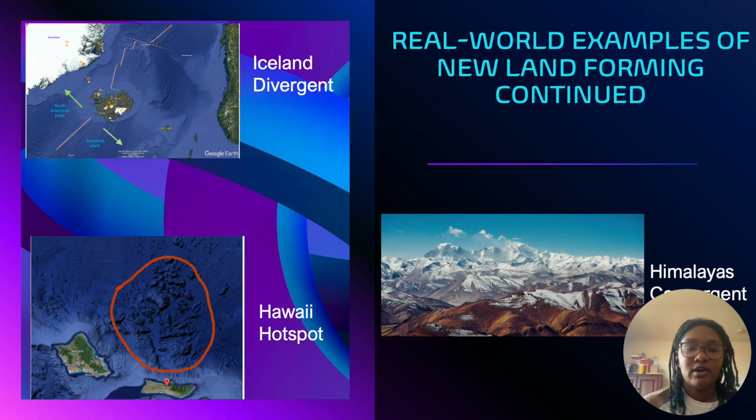The second one is Hawaiian volcanism. The ocean floor image shows that the Hawaiian island chain and the seamounts formed as the Pacific plate moved over the stationary mantle hotspot. This visually represents volcanic island growth. And the third one is the Himalayas. This is a convergent boundary. The mountain image shows the Himalayas created when the Indian and Eurasian plates collided. This demonstrates continental uplift and mountain building through convergence.